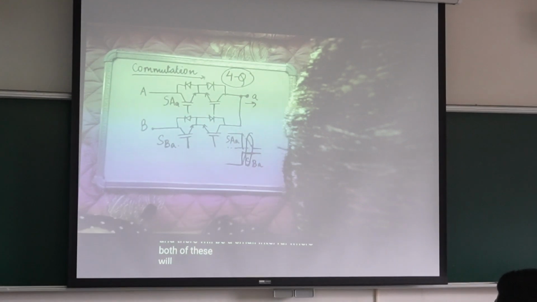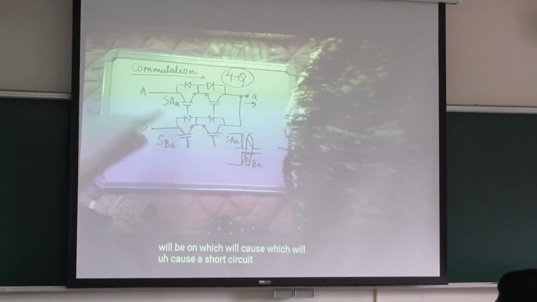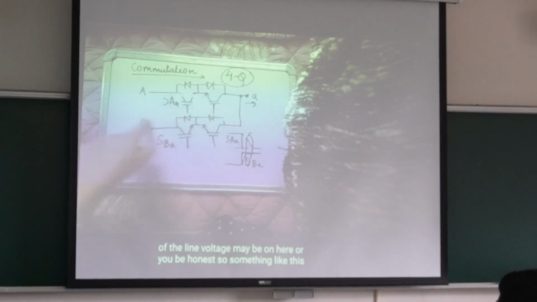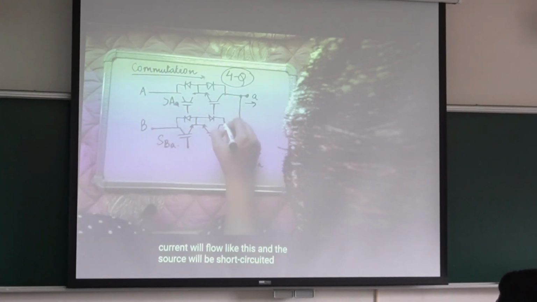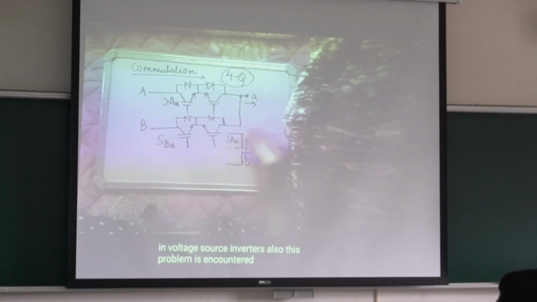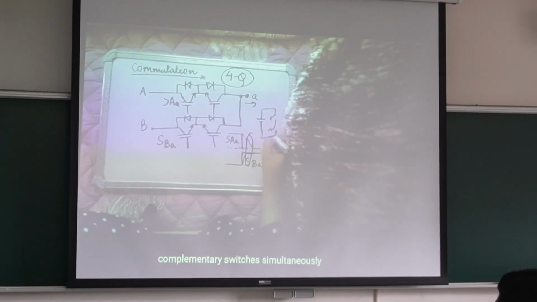Where both of these will be on, which will cause a short circuit of the source of the line voltage. Because they have on delay time, something like this, current will flow like this, and the source will be short circuited. So short circuit. In voltage source inverters also this problem is encountered: you have a DC bus and two complementary switches, and if both turn on simultaneously, your DC bus gets shorted.